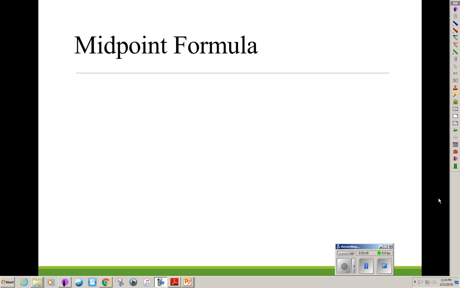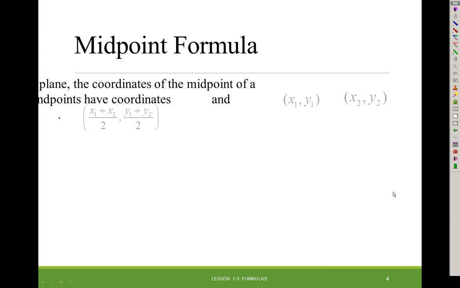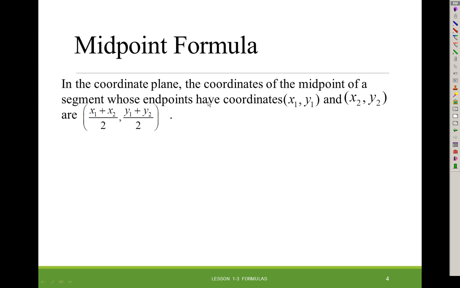Midpoints next. On the coordinate plane, if you're looking for the midpoint between 2 points, this is your formula. Notice, it's in parentheses with a comma in the middle. That's because the midpoint is a point, so it will be written like a point. X comma y. Add the x's, take half, add the y's, take half. It's the average of the points.